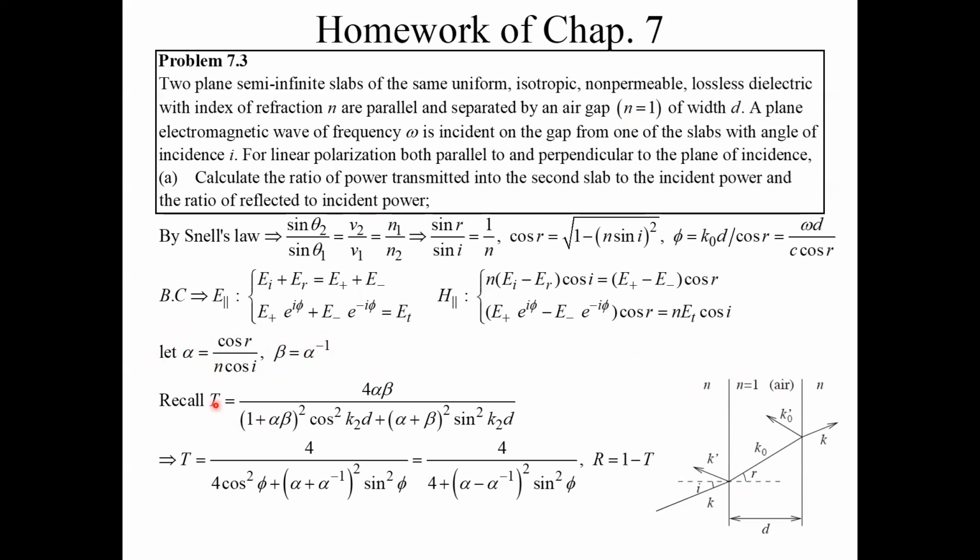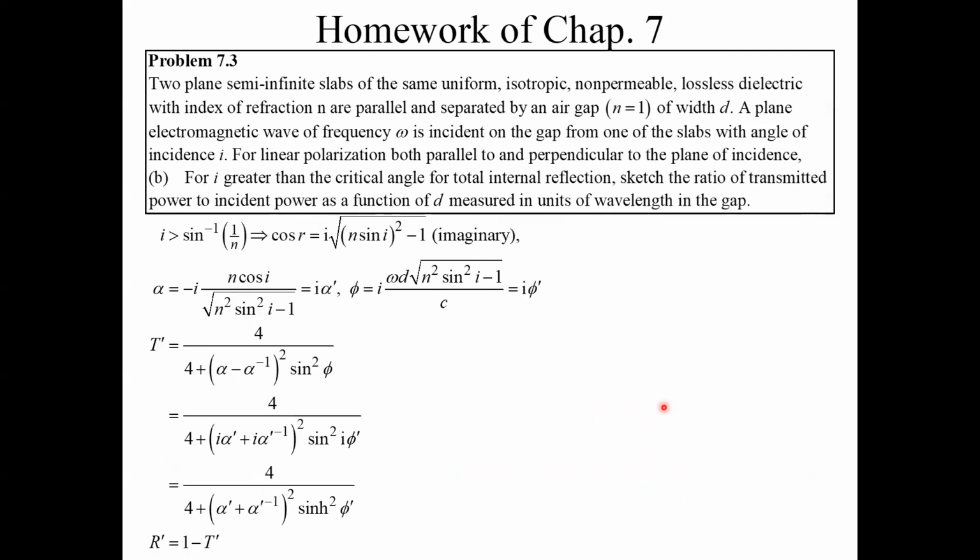And we can recall the answer from problem 2. We have this one, and we just use our new alpha and beta here. Our new alpha considers the angle contribution, and we can easily calculate the answer here. Okay, this is our transmitted power, and this is our reflected power.